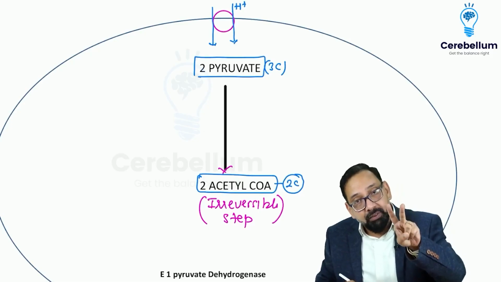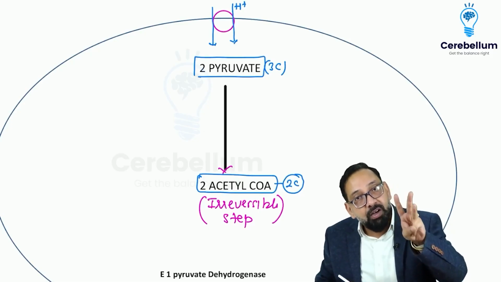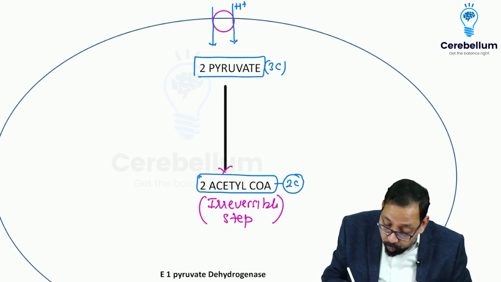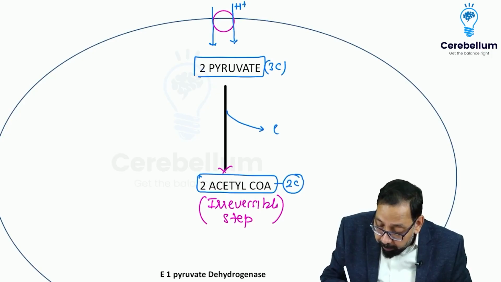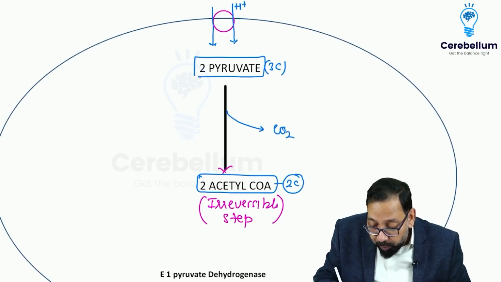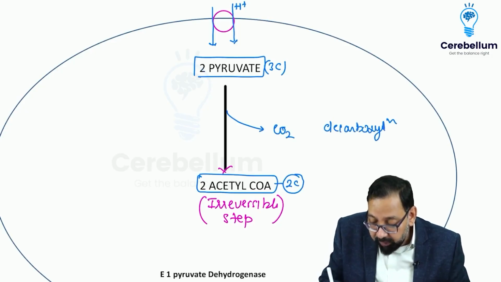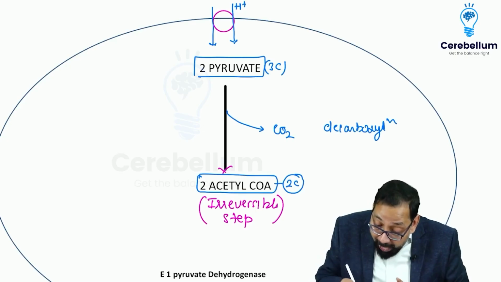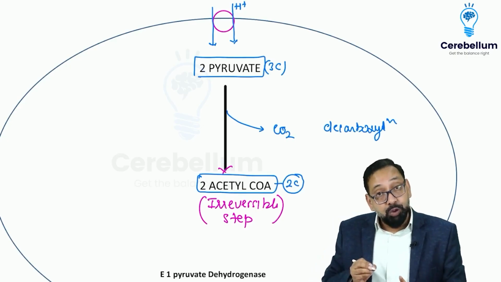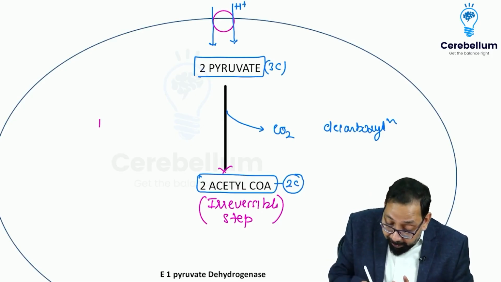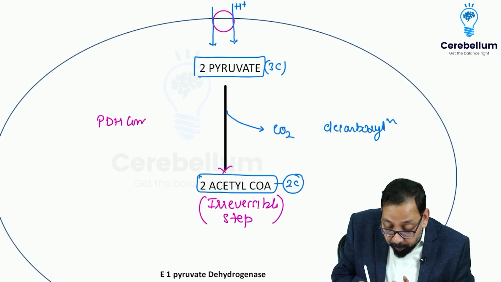2 carbon atoms are there. Pyruvate, how many carbon? 3 carbon. So a 3 carbon compound is converted to 2 carbon compound. 1 carbon must be removed, and removal of carbon dioxide is called decarboxylation. So acetyl coenzyme A is produced, CO2 is produced, and the name of the enzyme is pyruvate dehydrogenase complex.